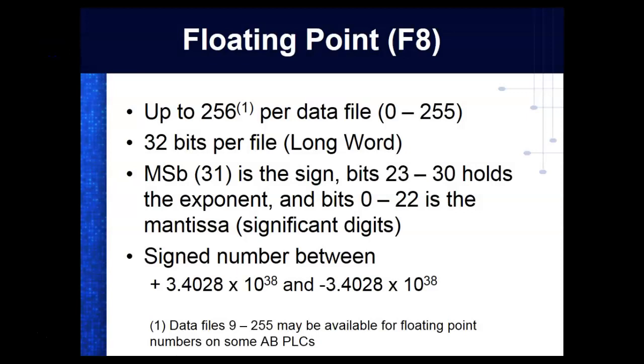Floating point. The book doesn't do a good job on this. Floating points are 32-bit long words. But what they do is they split it up into an exponent and a mantissa, which is the number on the bottom, right? An exponent. And so what we can do with this is automatically represent signed numbers from 3.4028 times 10 to the 38th and minus 3.4028 times 10 to the 38th. And they can be the same, by the way, because we're not sacrificing a bit that holds weight. We're sacrificing a bit that indicates sign. So these are floating point numbers.